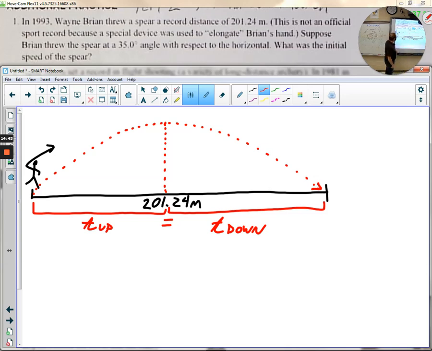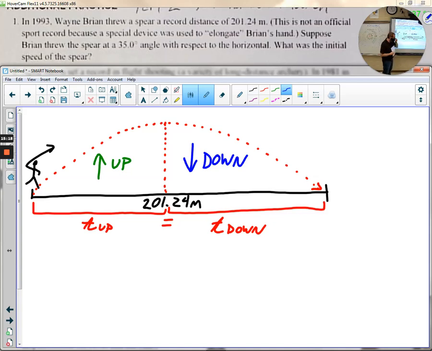Yes. Okay. So basically, when you've got a problem like this, you have to split it into two different pieces. You're going to have the up part and you're going to have the down part. And we refer to this as the upward half of the flight and the downward half of the flight. If you consider these as two separate problems, then everything makes sense.